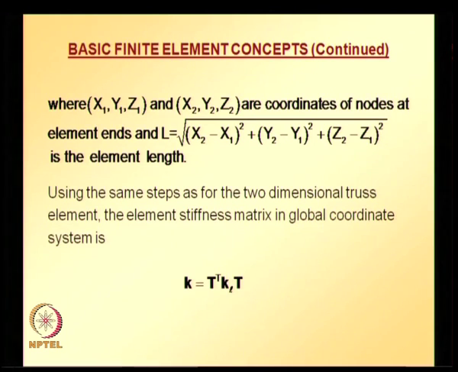And the relation between the element stiffness matrix in the global coordinate system and the local coordinate system, the equation looks similar to what we derived for the 2D plane truss element, except that the transformation matrix T is different. Here now it is Lx Mx Nx 0 0 0, 0 0 0 Lx Mx Nx, and KL is the same as what we used for the 2D plane truss element, because the local stiffness matrix is the same, that is E A over L times 1 minus 1, minus 1 1.